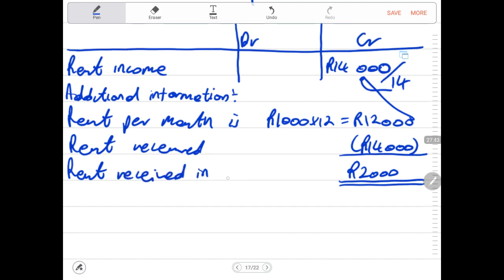Rent received in advance. We normally say income received in advance, but in this case, I know what this income is. It is rent. So now the rent received in advance is a liability. Why am I saying this is a liability? It's because we received money this year, yet it belongs next year.